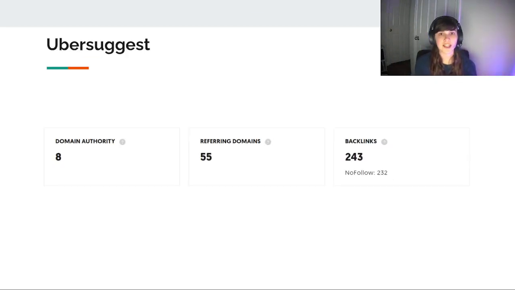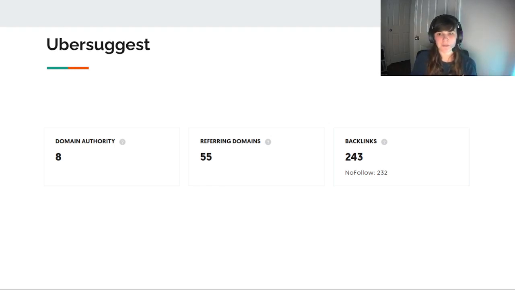So Ubersuggest, I have the paid plan of Ubersuggest. It's now saying I have a domain authority of 8, which before I believe it was 4. So that's great. My backlinks, I still haven't quite figured out this whole backlink issue. Someone made a comment last month that I shouldn't be getting backlinks unless I have an expired domain or something of that sort, but I can promise you I don't.